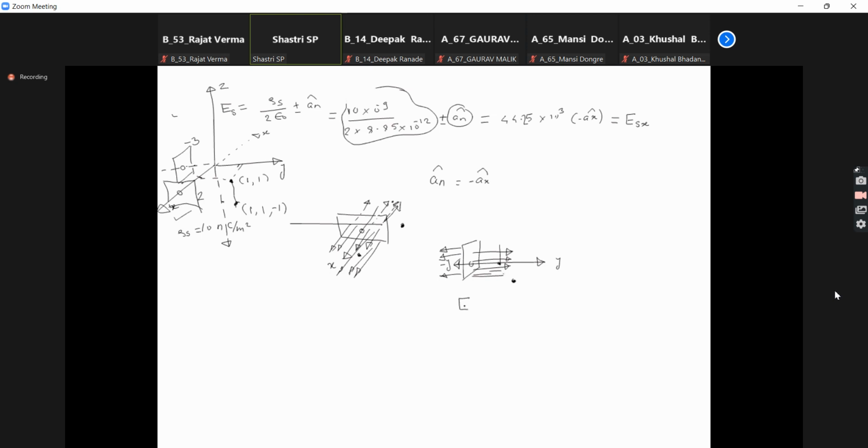So field intensity because of the surface charge density located at the y-axis. This time it is going to be 15 nanocoulomb per meter square, not per centimeter square. If it is centimeter, then you have to multiply it by 100. So just take care.